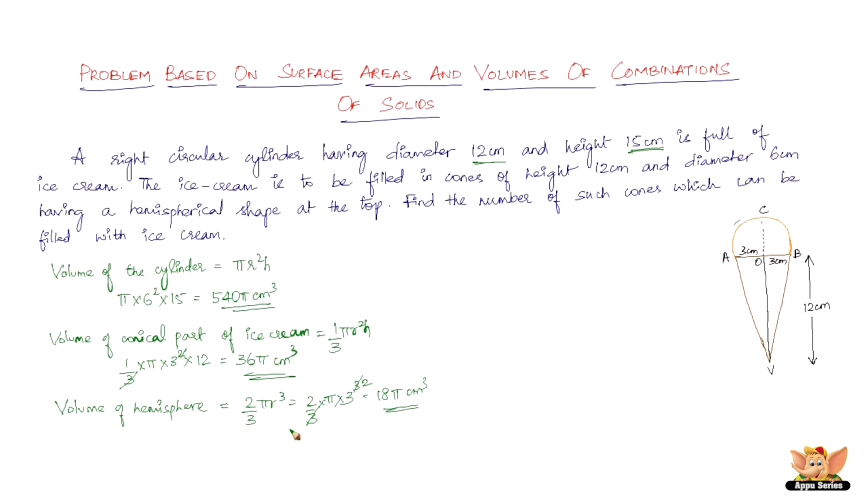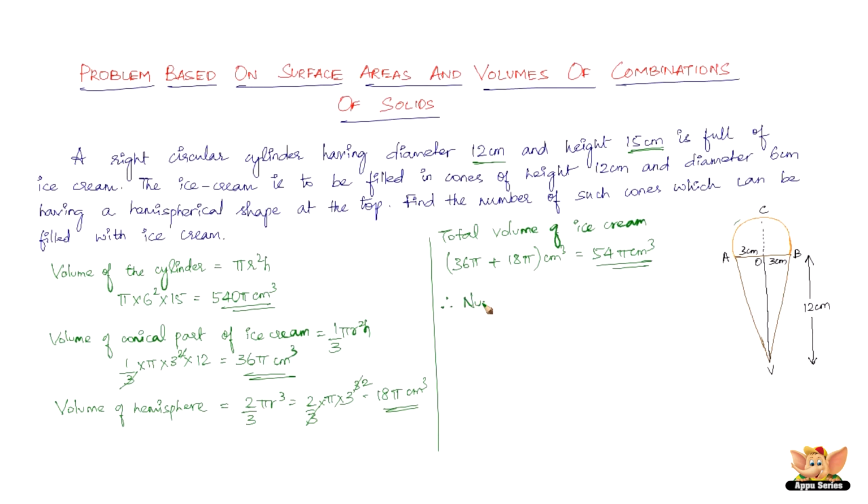Now, what is the total volume of ice cream here? The total volume of ice cream, including the ice cream in the cone as well as the hemispherical part, is 36 pi centimeter cube plus 18 pi centimeter cube, which is 54 pi centimeter cube. The reason I haven't substituted the value of pi is that eventually you have to divide the volume of the cylinder by the volume of the ice cream to find the total number of cones. So pi and pi will get cancelled.